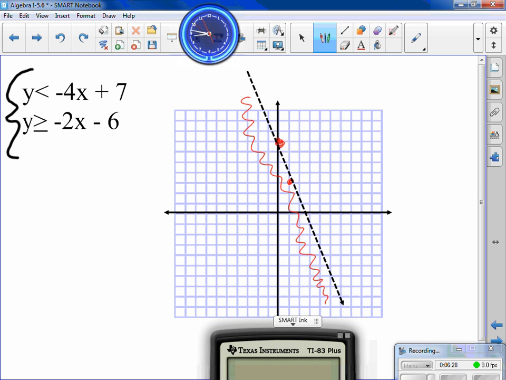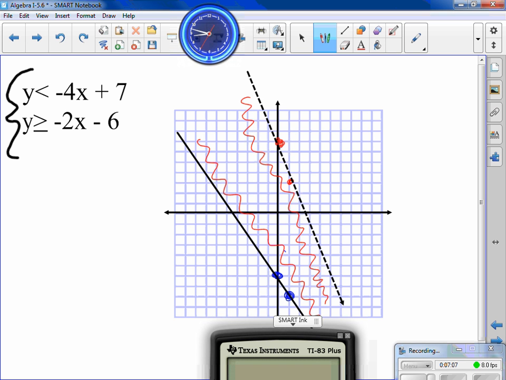Where's the next one? Where do I start at? Start down 6. Negative 2 means down 2 to the right 1. I could go up 2 to the left 1. It's the same exact thing. What's my dotted or solid? Where's my shading go? Above. Where do they share?